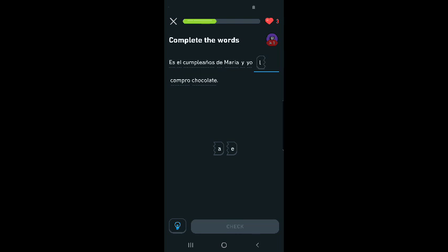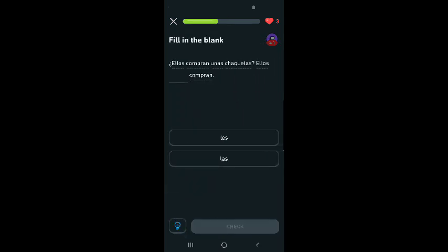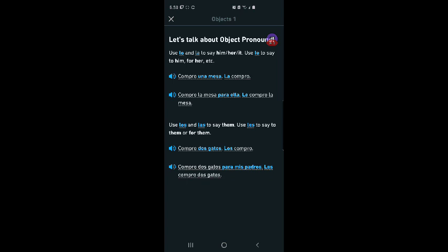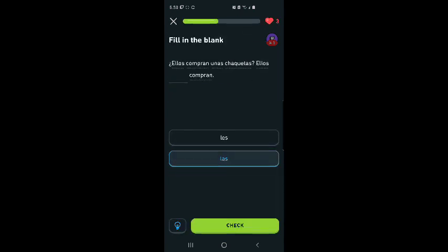Es el cumpleaños de María y yo blank le compro chocolate. It is the birthday of María and I am buying her chocolate. Ellos compran unas chaquetas. They are buying. Ellos compran. They buy. Unas. A few jackets. Chaquetas. Ellos. Las compran. Las. Them. They buy them. Yes. Thank you. Another right answer.